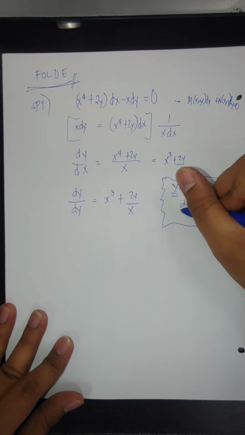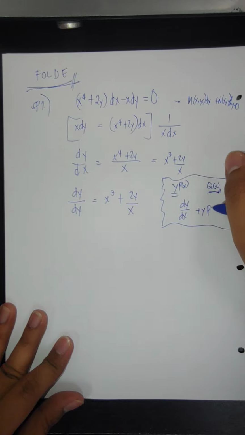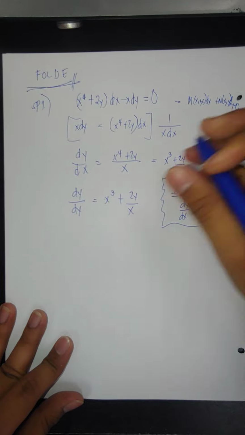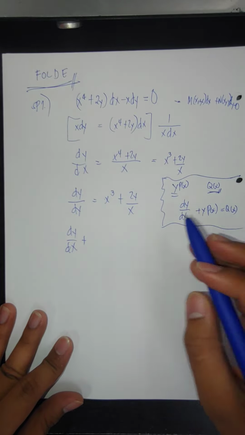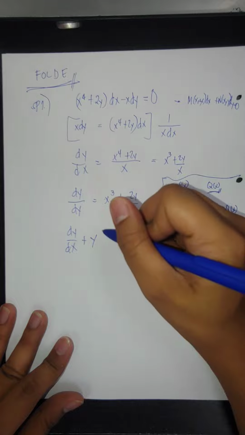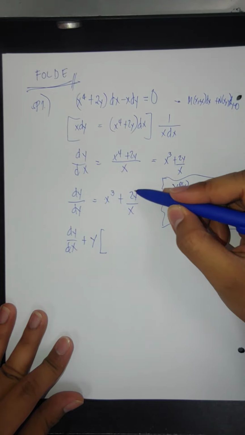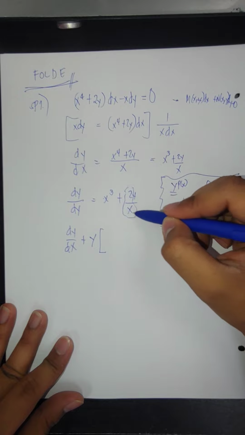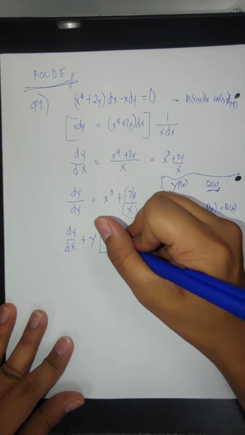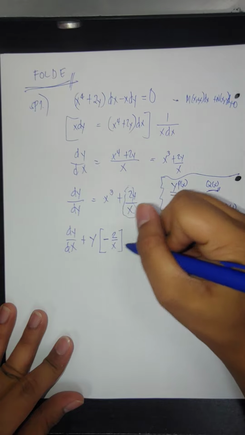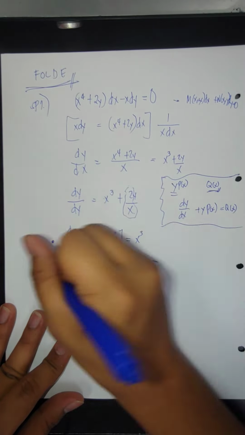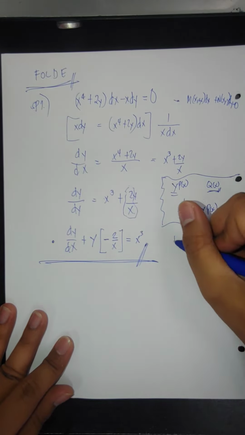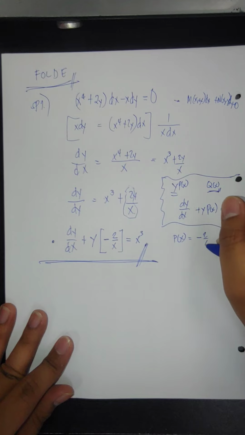So we rewrite this into the standard form, dy over dx plus y times P of x is equal to Q of x. What is P of x? Here, P of x is 2 over x, but since we transpose it to this side, it becomes negative 2 over x, equal to Q of x, which is x cubed. So this is the standard form of this equation. Our P of x is equal to negative 2 over x, and our Q of x is equal to x cubed.